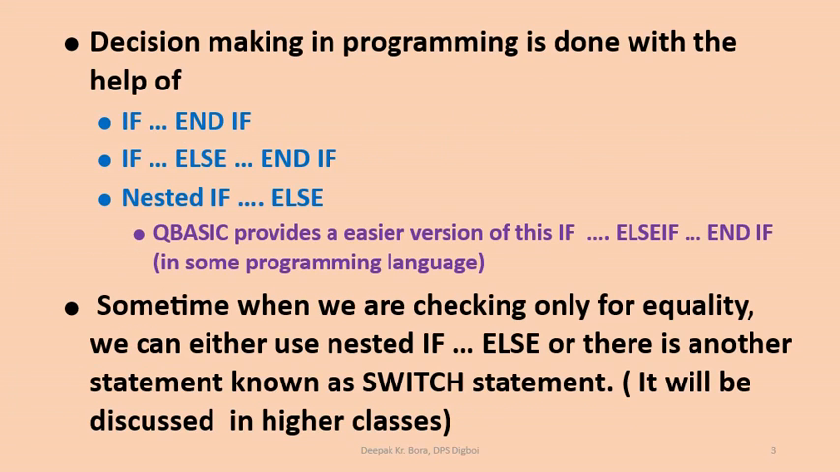Decision making in programming is done with the help of the if statement. Now there are different forms of if statements. The first one is if and end if. The second one is if, then, else and end if. The third one is nested if else. QBasic provides an easier version of this nested if else as if, else if, then and end if. This version is also provided by some programming languages like Visual Basic. To some extent you may see this type in C also, but to be sure you have to refer to the programming language manual.